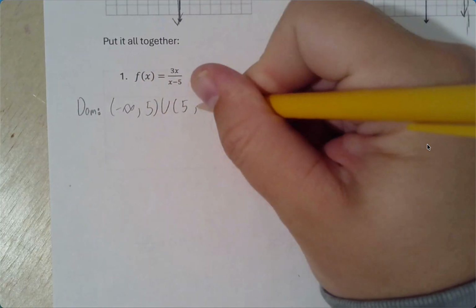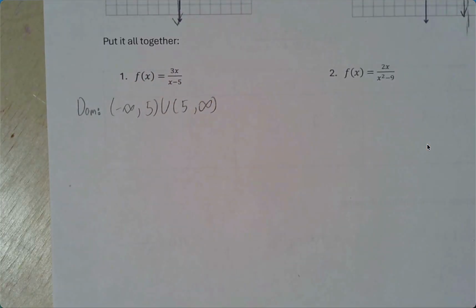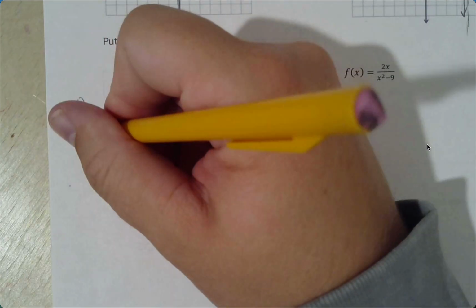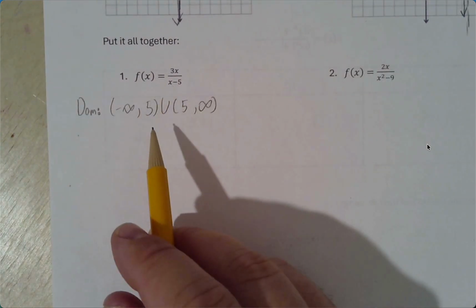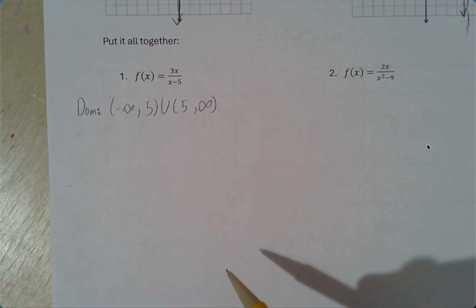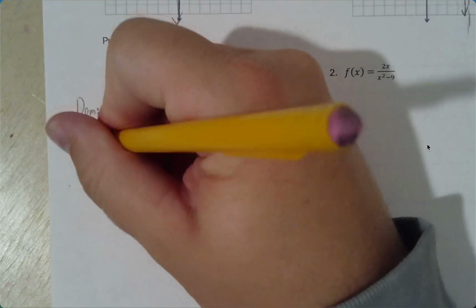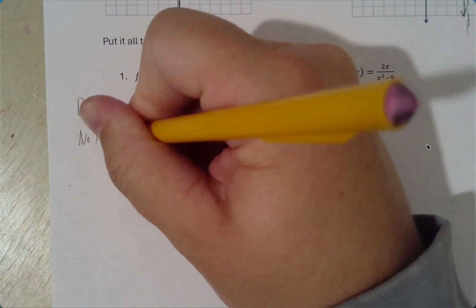Or in other words, there's your domain: anything except for 5. Now the question is, do we have any holes? Is there algebra that perfectly cancels on the top and bottom? No. So there's no holes.